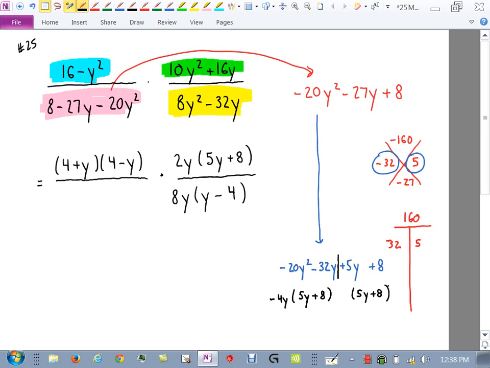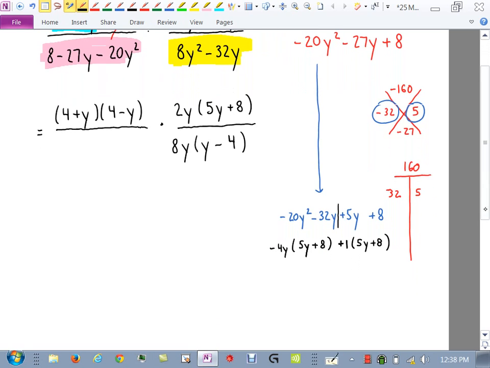Oh, this one's kind of tricky. What do you put in front of this one to get back this? What do you put in front here to get back this? A 1, right? So you'll have to put a plus 1 there. So that will turn into the 5y plus 8, and then in parentheses, negative 4y plus 1.